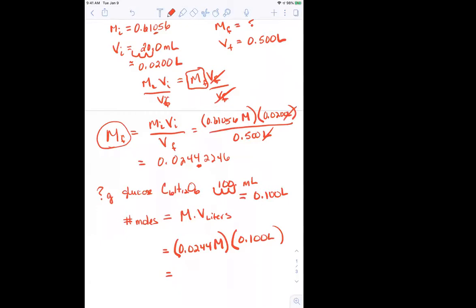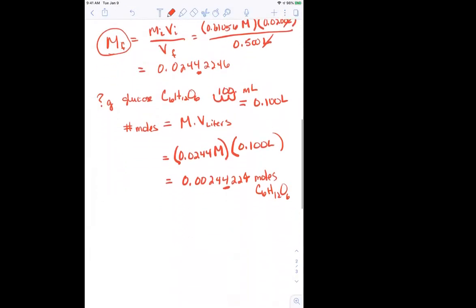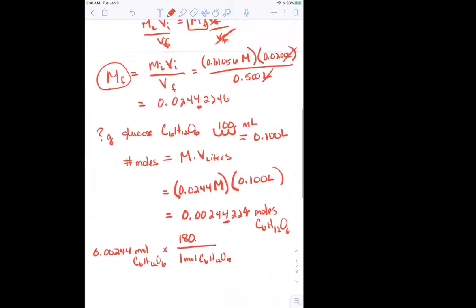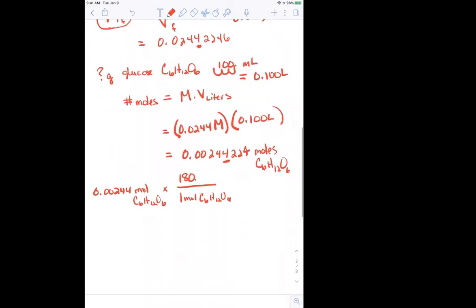And that gives me 0.002442224. Remember, I'm significant to there. Moles of C6H12O6. So now that I have the moles of my glucose, I can go ahead and convert that to grams because I know the molar mass now. For every 1 mole of C6H12O6, I have 180.162 grams of C6H12O6. Moles will cancel, I'm left with grams.